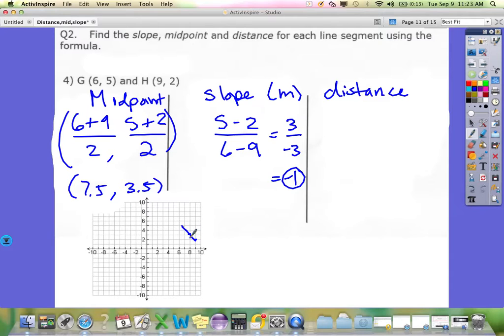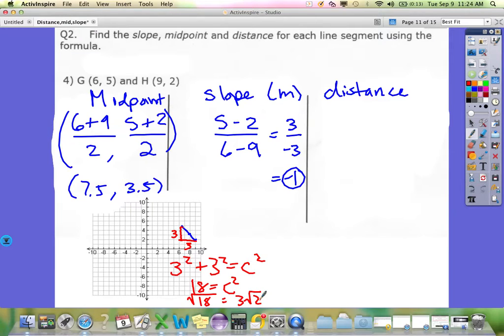And the last one, distance. This is where we finally get to use our Pythagorean theorem if you like it. So I'm going to create a triangle out of that. This is my hypotenuse, the blue line. And all I have to do is count. So the distance from here to here is 3. The distance from here to here is also 3. So 3 squared plus 3 squared equals c squared, which is 9 plus 9, that's 18. The square root of 18 would be our answer, and you could simplify that to be 3 radical 2.